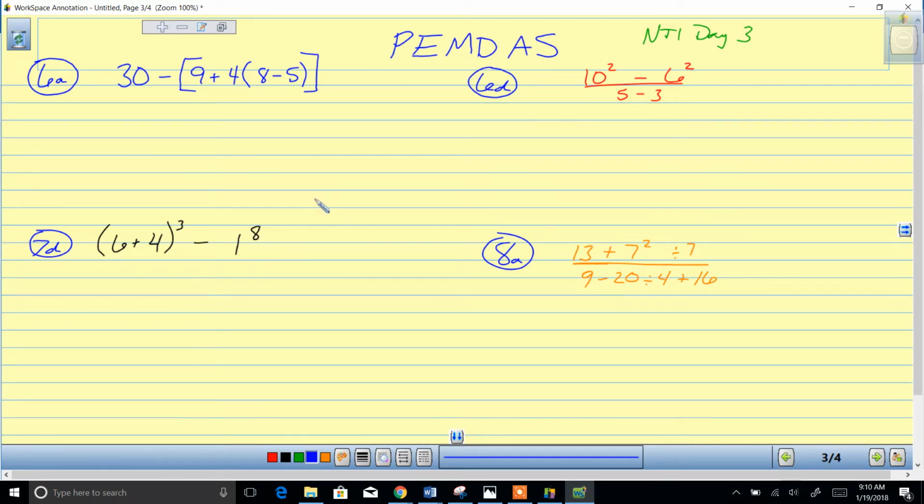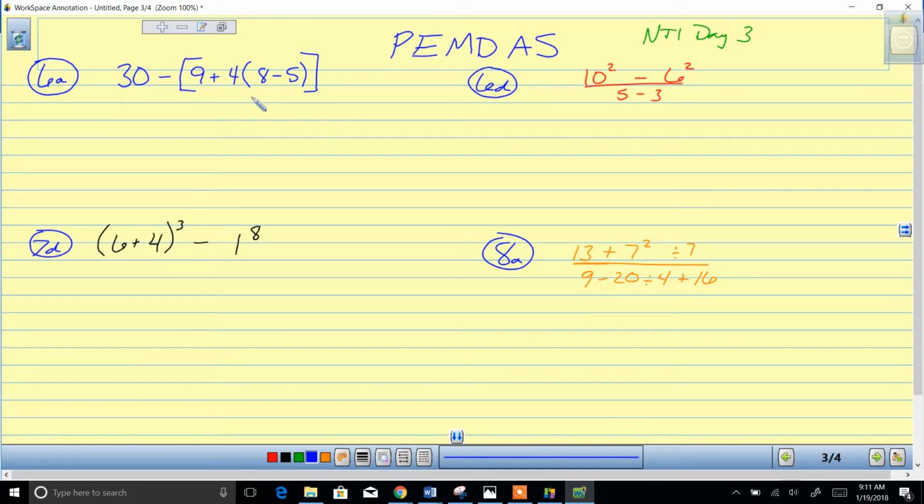But when you're doing all these problems, you're following PEMDAS. You know, parentheses, exponents, multiply, divide, add, subtract. When you get to addition, subtraction, work it left to right. Multiplication, division, work it left to right. But we always start looking at groups, parenthesis groups.